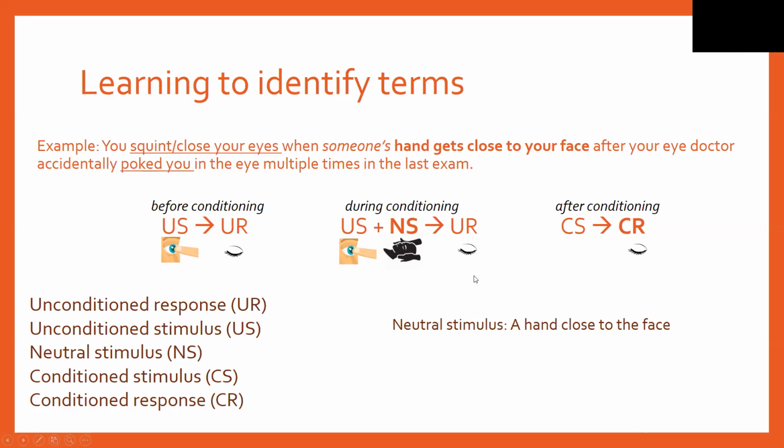So now we have to identify the conditioned stimulus. And again, it's always going to be the same as the neutral stimulus because now it's just been conditioned. So it's the hand close to the face. So now you squint and close your eye anytime someone gets their hands anywhere near or close to your face. Didn't do that naturally or automatically to start with, but you've been conditioned to do that because you were poked in the eye a couple times.